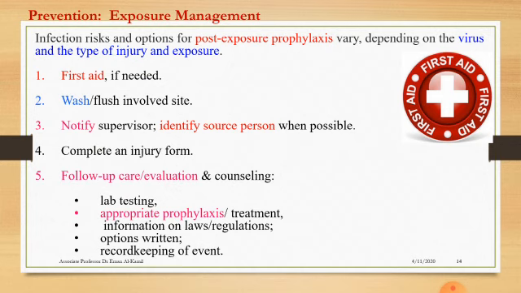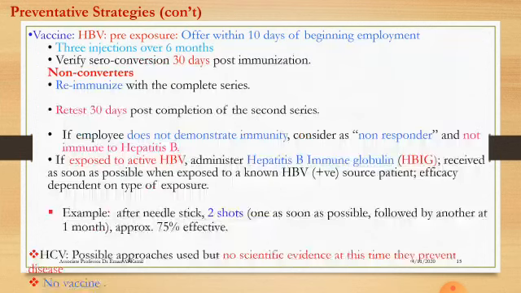Also, there are special laws and regulations that should be followed, regarding the treatments and record keeping of the events. It is important to record the events. It is important to register this accident as a source of infection. So the post-exposure prophylaxis is important.